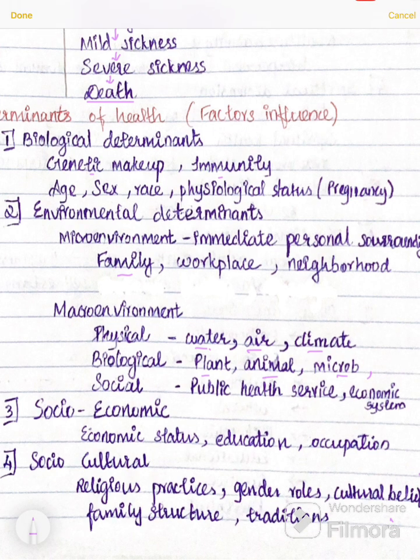So under socio-economic determinants, we have economic status, education, occupation that can influence the health. Socio-cultural: religious practices, gender roles, cultural beliefs, family structures and traditions can also affect health.